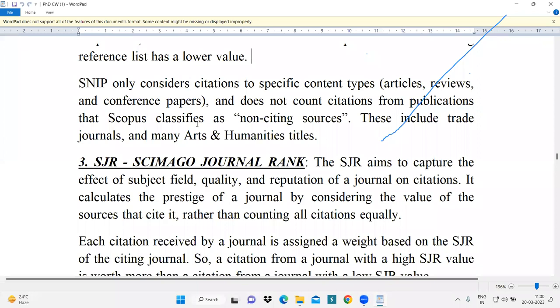So next we are moving to the SCImago Journal Rank, SJR. The SJR aims to capture the effect of subject field, quality, and reputation of a journal on citation. Based on citation, what is the effect of that subject field? What is the quality and reputation of the journal? It calculates the prestige of a journal by considering the value of the sources that cite it. So where you are citing from, what sources you have been using, considering the value of those sources rather than counting all citations equally, the SJR is preparing our database.